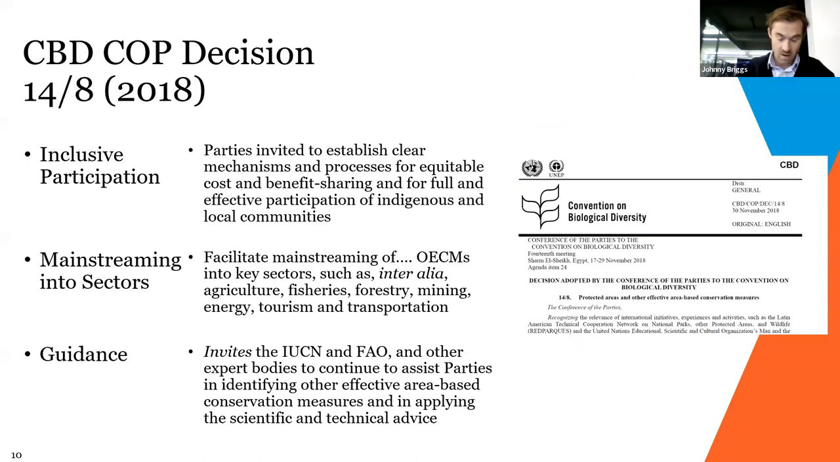The first is that OECMs are supposed to encourage inclusive participation. The second is that they encourage mainstreaming into sectors. So the language says that OECMs should be pushed into key sectors such as agriculture, fisheries, energy. So it's basically trying to encourage conservation outcomes from these different sectors to be enhanced and to be recognized within Target 3.